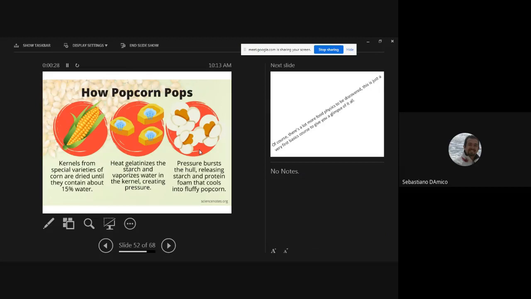This heat gelatinizes the starch and vaporizes the water inside the kernel. Since the water vaporizes, it needs to expand, and by expanding, it creates pressure. This pressure bursts the hull and releases some proteins that become a kind of foam shape and create this classical popcorn shape.